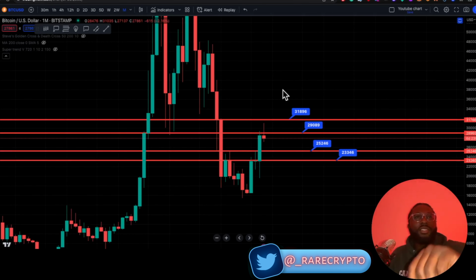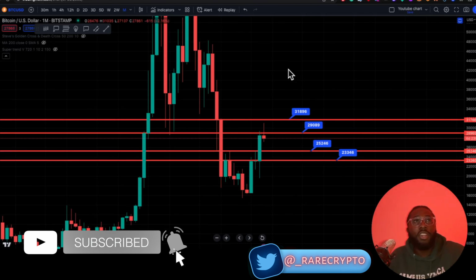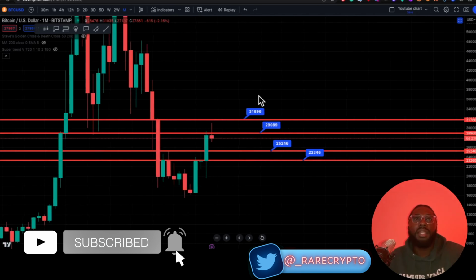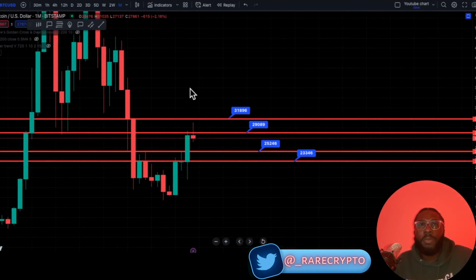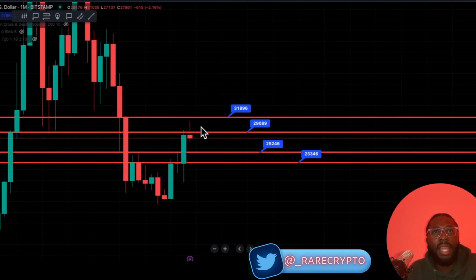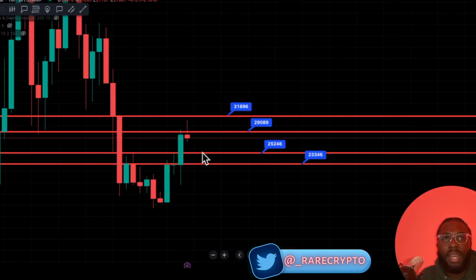Jumping into the charts. Alright, so what we're looking at here is the monthly chart of Bitcoin and USD, and what can we see? We can see that in the month of April, we are respecting our resistance line that we set at 29K, and we have our support line at 25K.